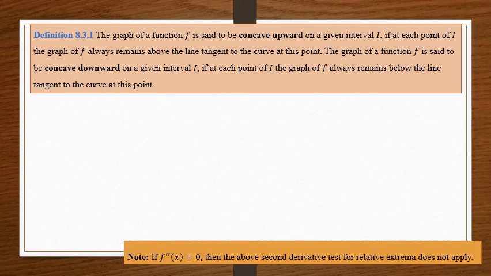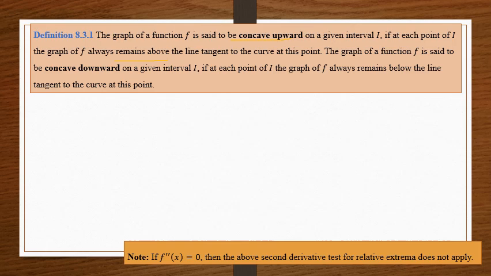The graph of a function f is said to be concave upward, take note, on a given interval I, if at each point of I, the graph of f always remains above. Pag concave upward siya class, it remains above yung graph ng function natin na f, above the line tangent to the curve at this point.